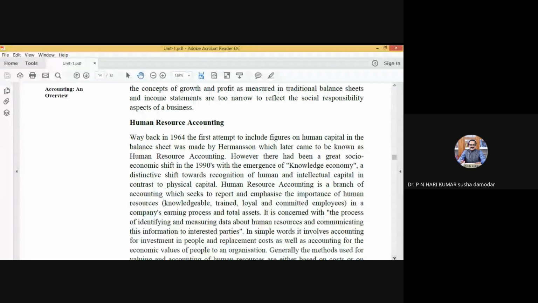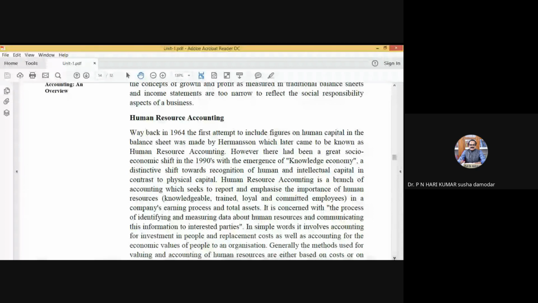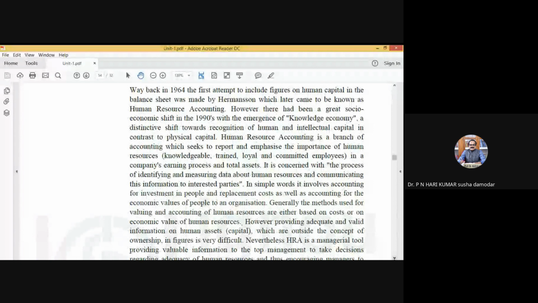Then how are such resources to be obtained and used by the organization for its well-being? There is an accounting system which clearly indicates what the sources of the intellectual capital are and how such intellectual resources, human resources, are effectively used by the organization. And this accounting system is called human resource accounting.